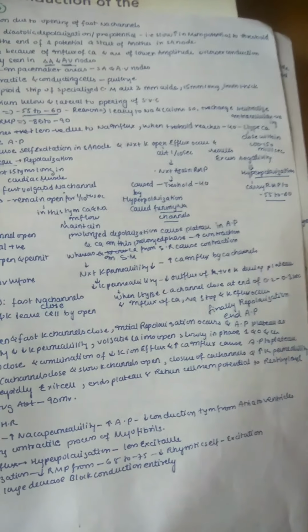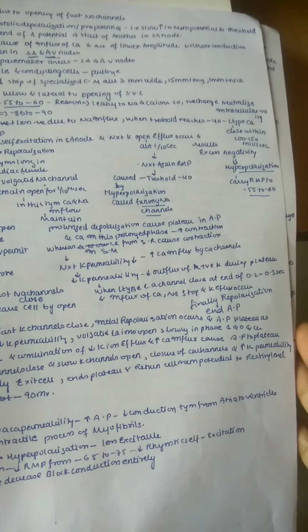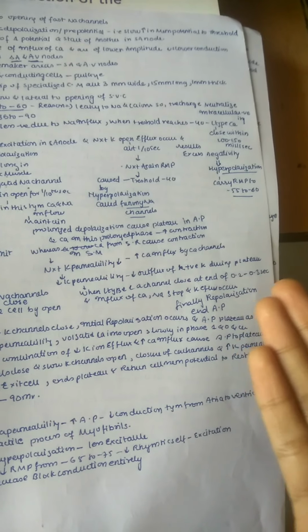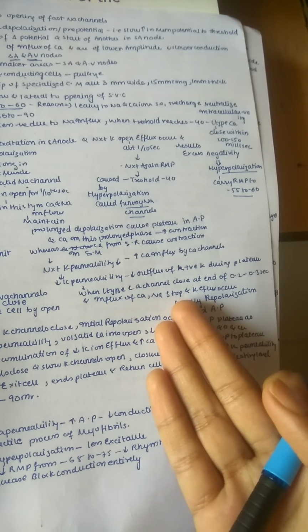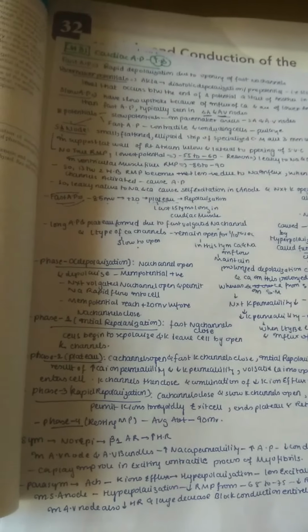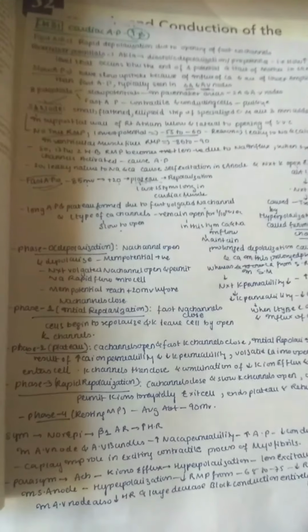So when the L type calcium channel closes at the end of 0.2 to 0.3 seconds, the influx of calcium and sodium stops and potassium efflux occurs. So finally repolarization, and this is how the process ends. So this is the format which takes place in a fast action potential.